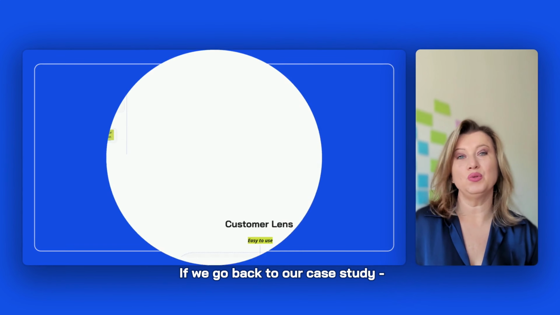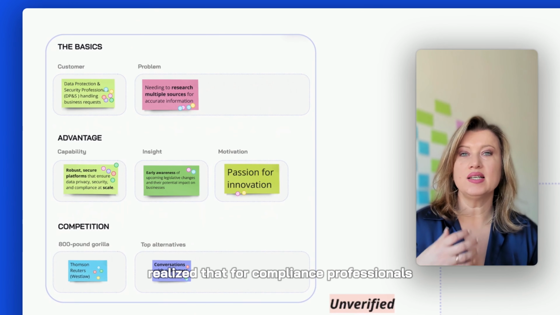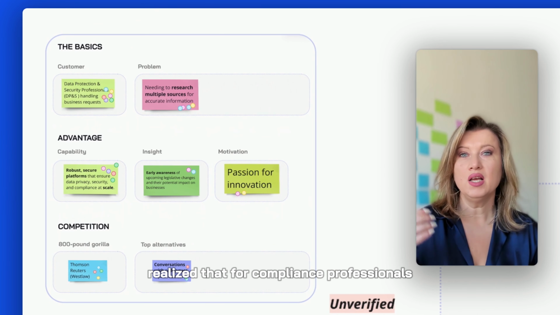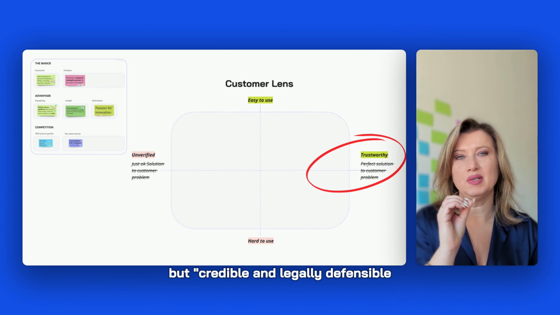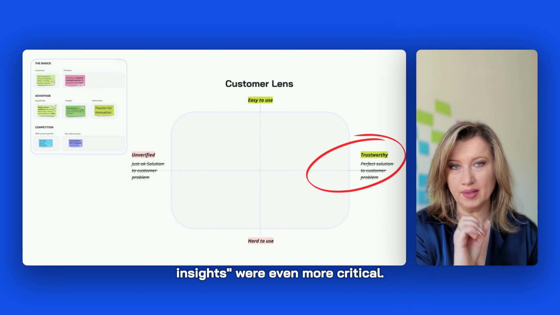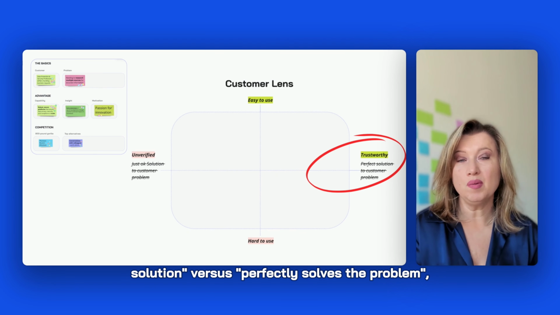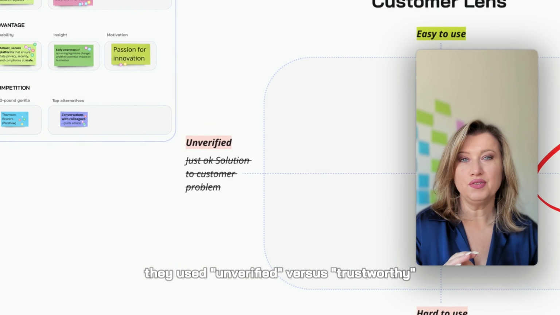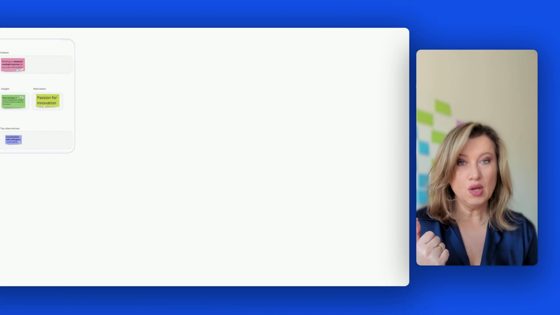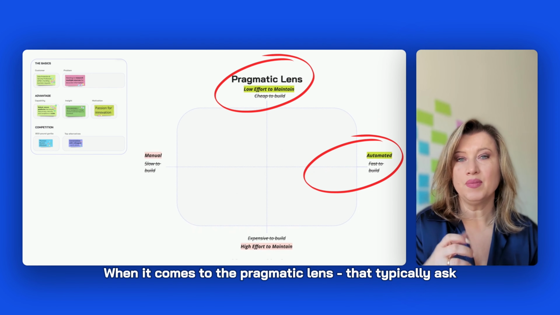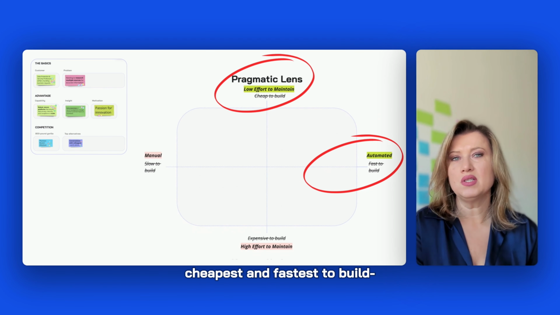If we go back to our case study, the data and analytics team realized that for compliance professionals, ease of use was important, but credible and legally defensible insights were even more critical. Instead of the default just okay solution versus perfectly solves the problem, they used unverified versus trustworthy to reflect their concerns. When it comes to the pragmatic lens, that typically asks which solution is easiest, cheapest, and fastest to build.